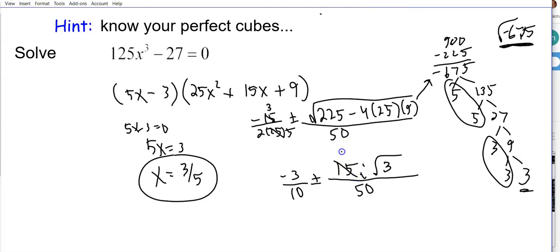15 cancels. Wow, this is a lot of work. Divided by 5 is 10. Okay, so we get negative 3/10. Kind of a similar type answer to last time. Plus 3I square root of 3 all over 10. Wow, that's a lot of work.